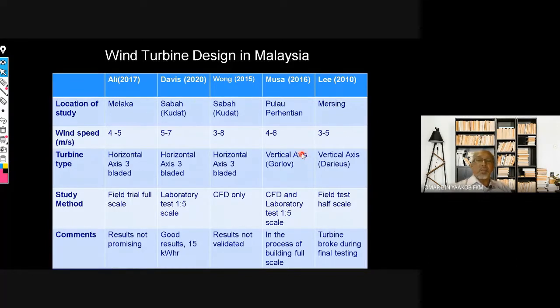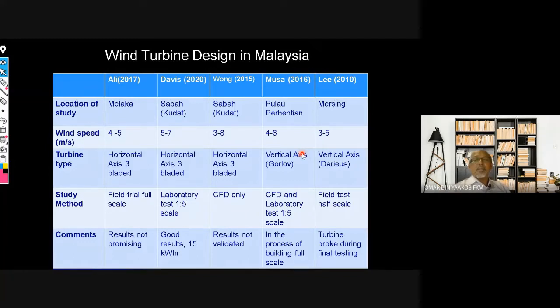So you can, for example, introduce that you found only five. So you say, five main studies on wind turbine design in Malaysia. You can tell them chronologically. Okay, so that's the first one, just so that people understand about the history.